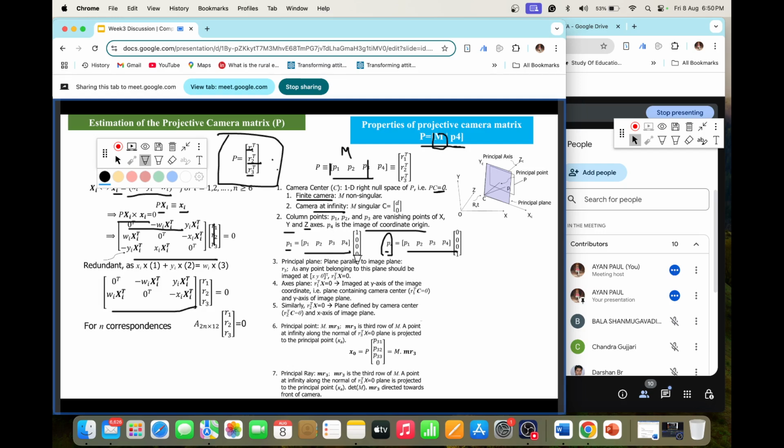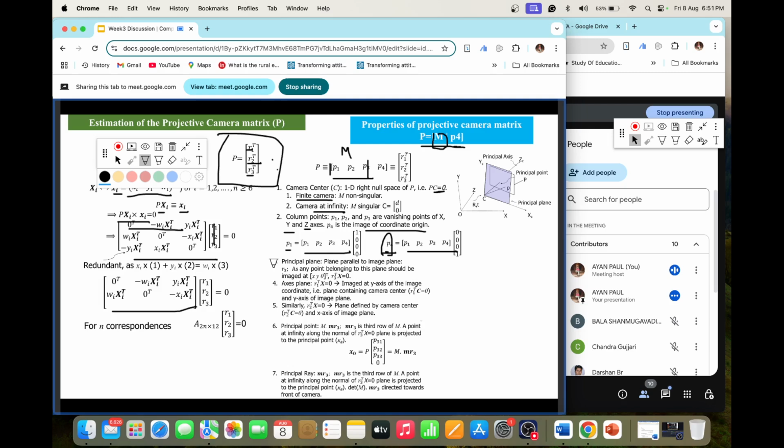Now what about p4? p4 is actually the image of the coordinate origin. Why the image of the coordinate origin? Because this is the projection matrix and this is the real point. This is the homogeneous form of the real point, that is 0 0 0 1. 0 0 0 is nothing but the origin, and 1 is nothing but a scaling factor. So that is why p4 is actually the image of the coordinate origin. Okay, so I hope these two points are clear.